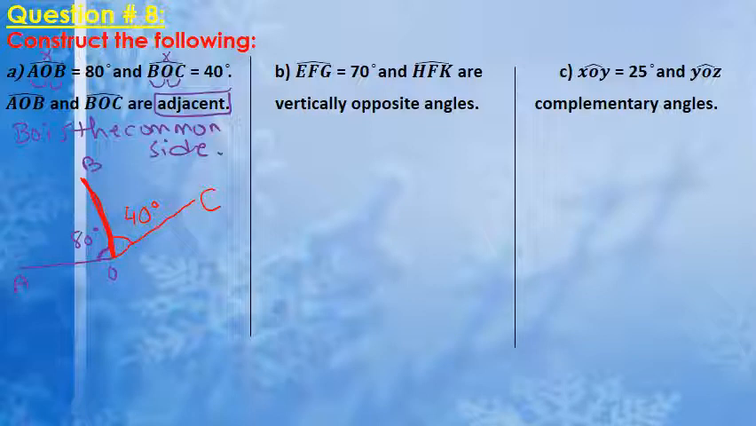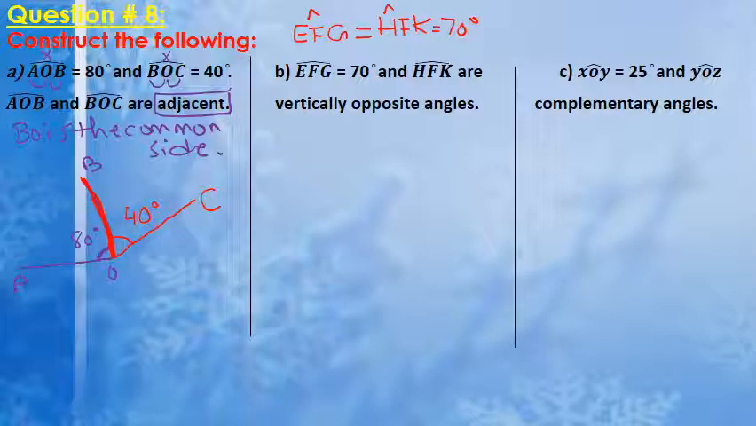In part B, we should draw two vertically opposite angles. It's very easy to draw two vertically opposite angles. First of all, because EFG and HFK are vertically opposite, we know that two vertically opposite angles should be equal. Then these two angles are equal to each other. Each one is equal to 70 degrees.